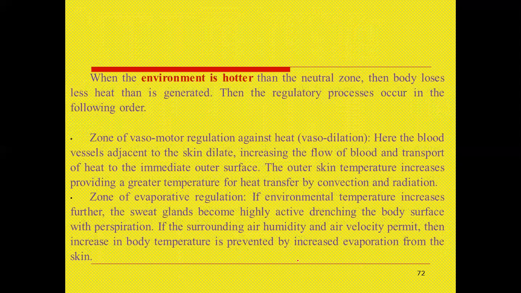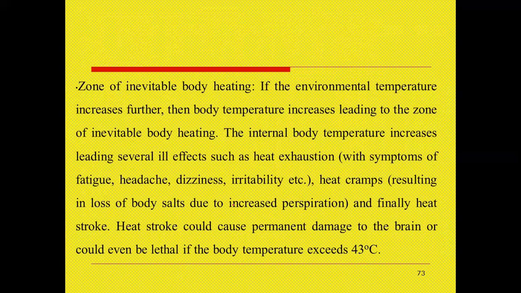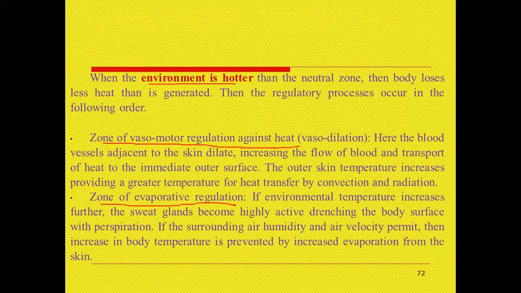Now, when the environment is hotter than the neutral zone, the body loses less heat than it generates. The regulatory processes occur in the following order. What processes occur when the environment is hotter? The zone of vasomotor regulation against heat, the zone of evaporative regulation, and the zone of inevitable body heating. We'll see each one by one.